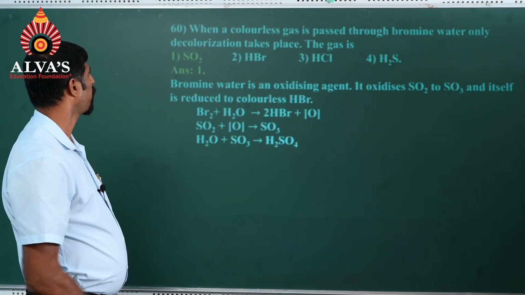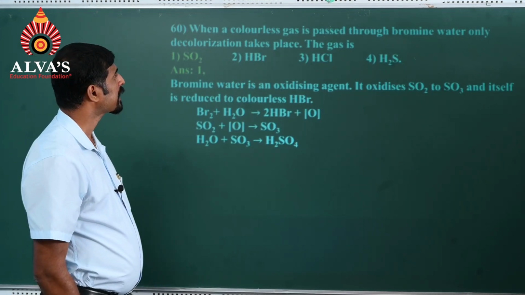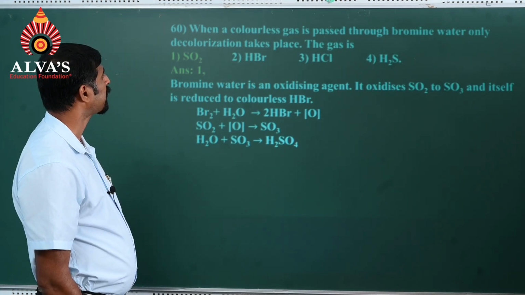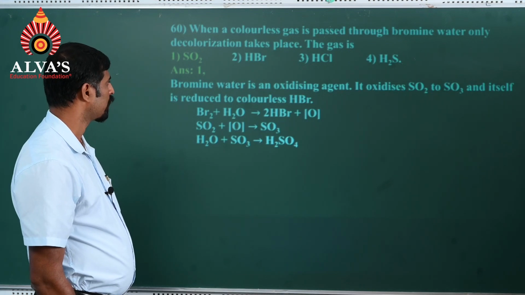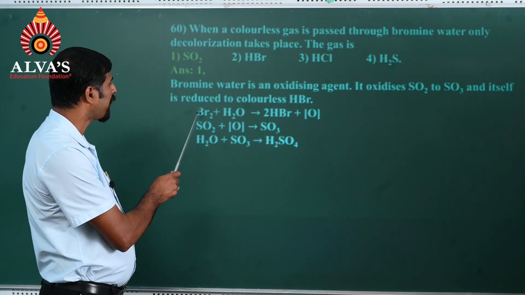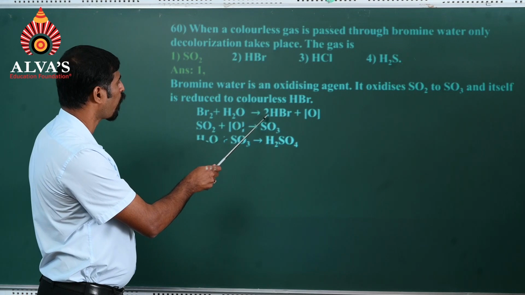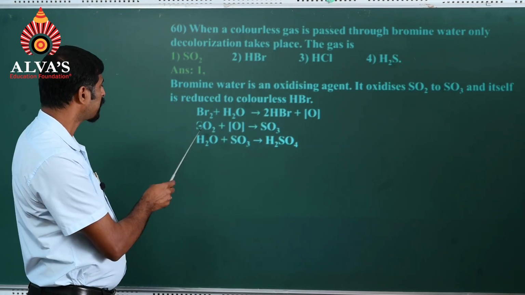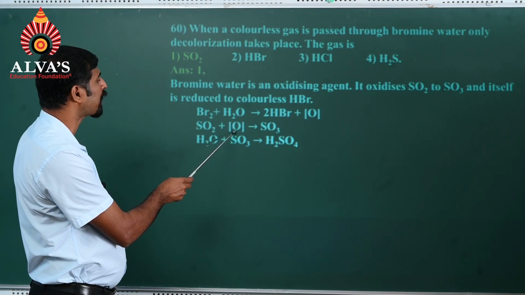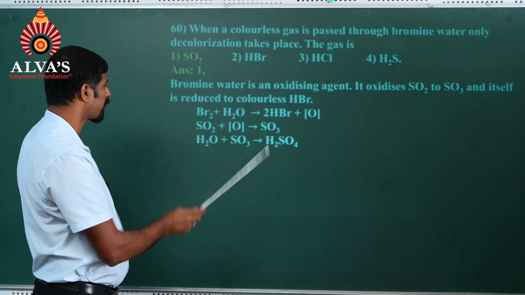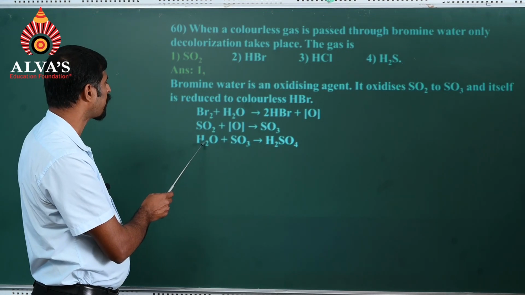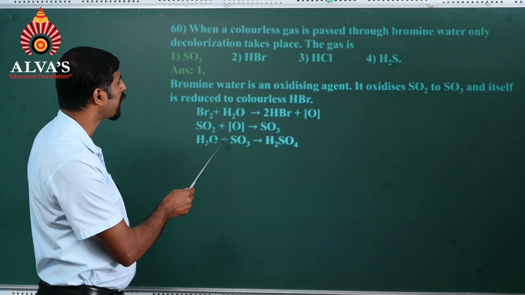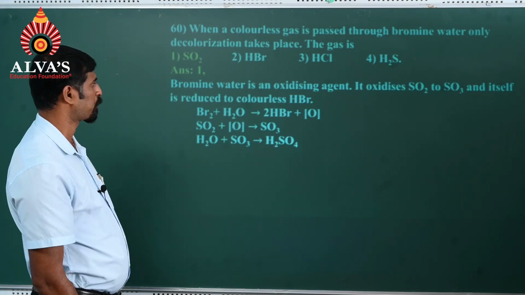Next we will move on to question number 60. When a colorless gas is passed through bromine water, only decolorization takes place. The gas is... Now see, bromine reacts with water and forms HBr and nascent oxygen, and sulfur dioxide reacts with nascent oxygen to form sulfur trioxide. Sulfur trioxide and water give sulfuric acid, and because of this the decolorization takes place.